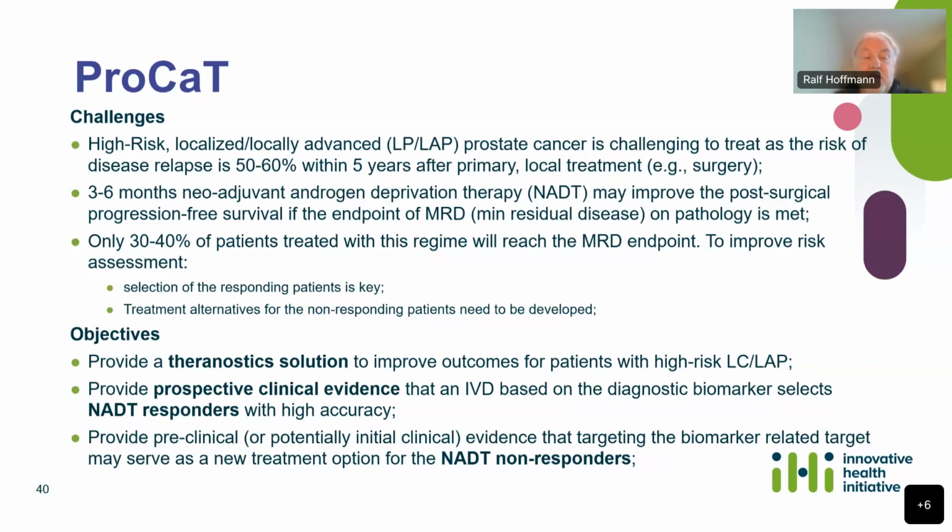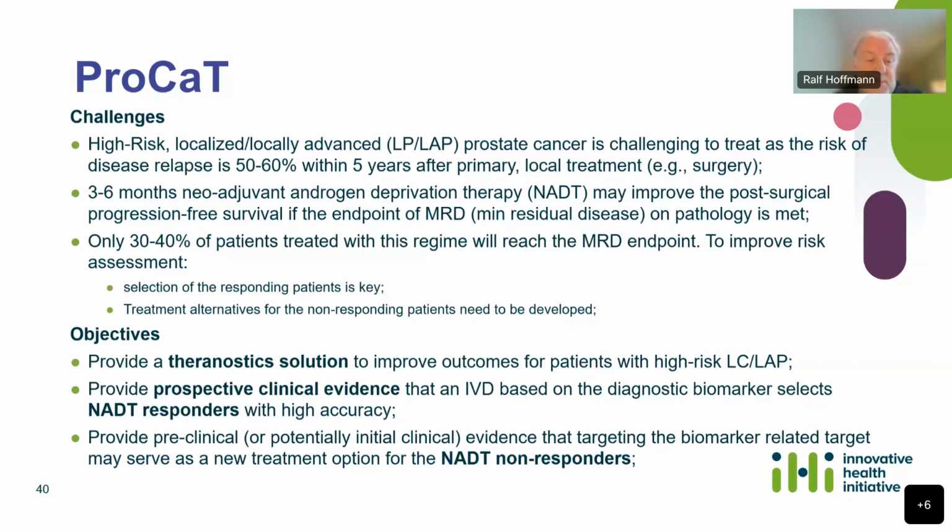However, the first initial trials, these are small trials that are ongoing, demonstrate that most likely only a maximum of 30 to 40% of those patients treated with this regime will meet this endpoint of minimal residual disease. So to improve the situation, risk assessment is absolutely key. So the selection of responding patients is key, and also secondly, treatment alternatives for non-responding patients need to be developed in order to provide a solution for all patients.